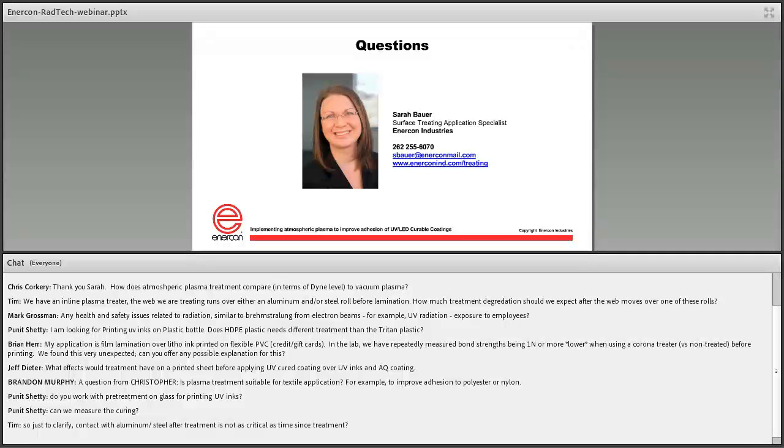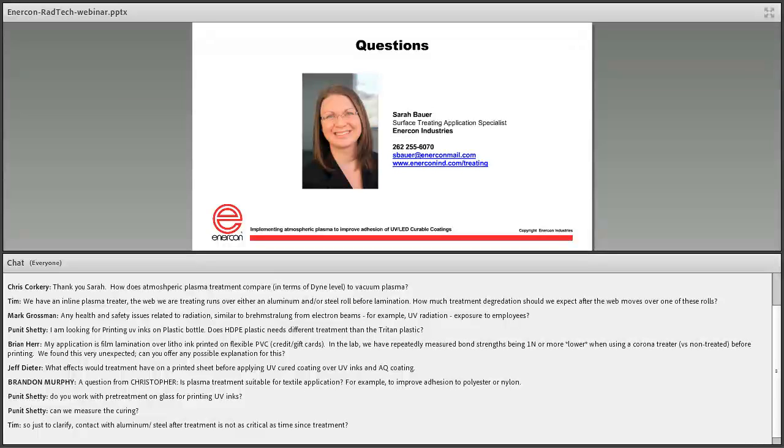Actually, this is a great one. Do you work with pre-treatment on glass for printing UV ink? Glass is an interesting substrate because it already has a very high surface energy. Normally it's not a functionalization piece that we're dealing with. What we're dealing with is that the substrate itself is very slick. It's very flat. It doesn't have a lot of physical surface topography.